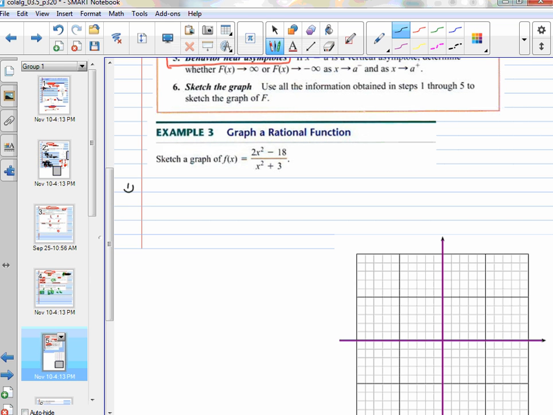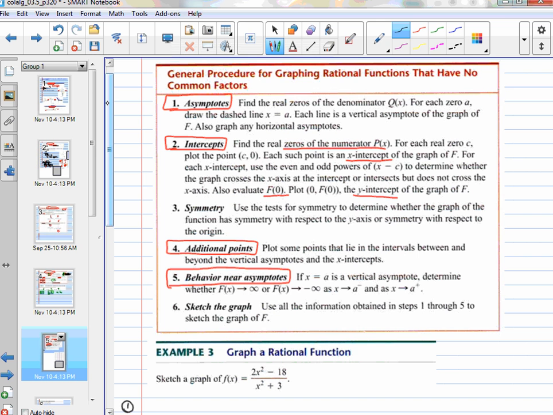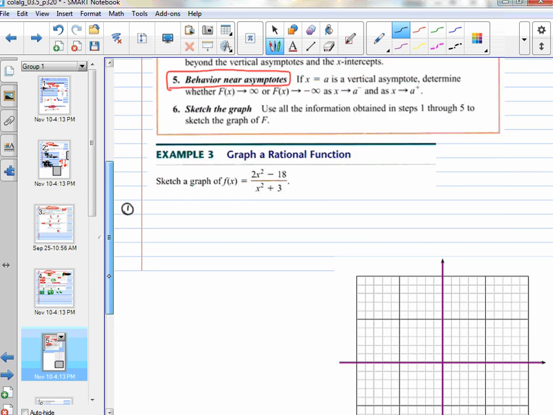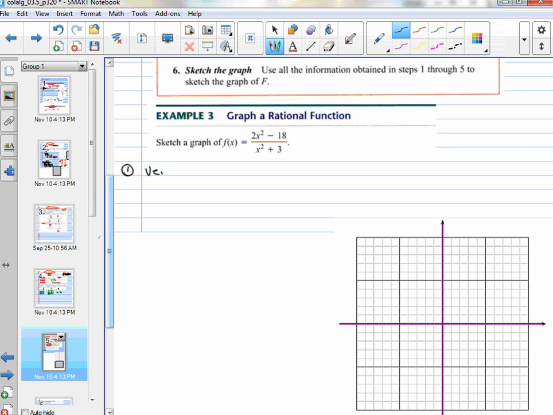So number 1 is the vertical asymptote. If I want the vertical asymptote, I take my denominator and set it equal to 0. X squared plus 3 equals 0. Oh, guess what? Tell me about the vertical asymptote. There isn't one. That's an imaginary number. There isn't one.